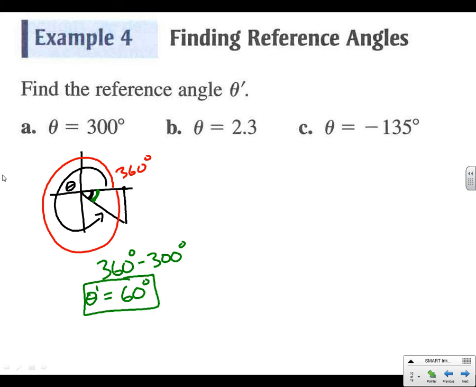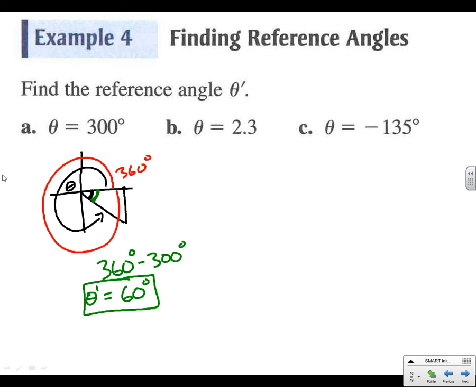So if we asked what's the tangent of 300, we could just look at the tangent of 60, right? And then we would just be careful with our signs, because when we move into quadrant 4, we do have different signs, positives and negatives, than in quadrant 1.